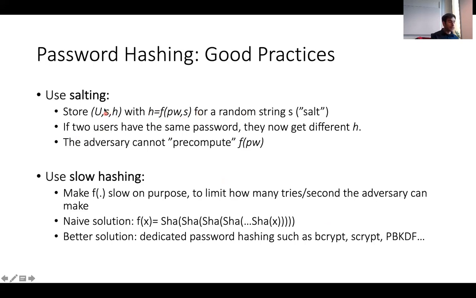So the salt is stored together with the username and the hash in the password file, meaning that when the server is verifying, the user doesn't need to store the salt. The user simply sends the password again to the server, and the server hashes the password together with the salt and verifies if this is equal to H.